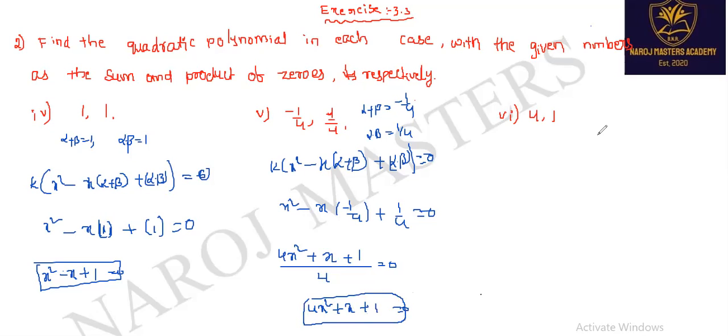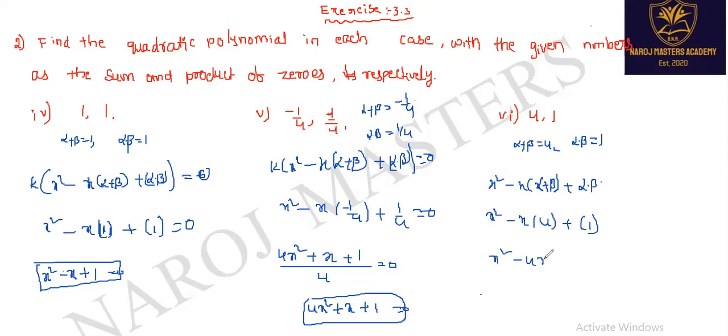Now look at the last case. So here alpha plus beta is equal to 4 and alpha into beta equal to 1. So here x square minus x into alpha plus beta plus alpha into beta. So x square minus x into alpha plus beta is 4 plus 1. So then x square minus 4x plus 1.